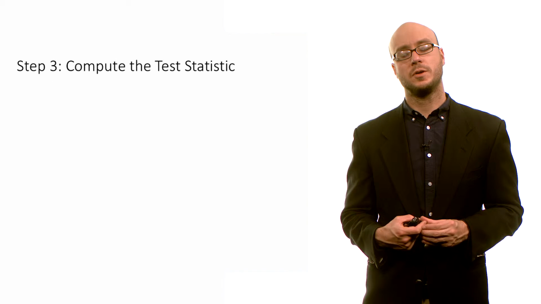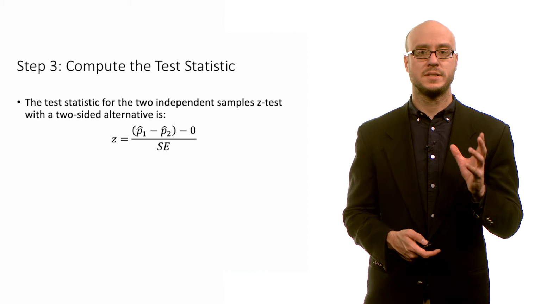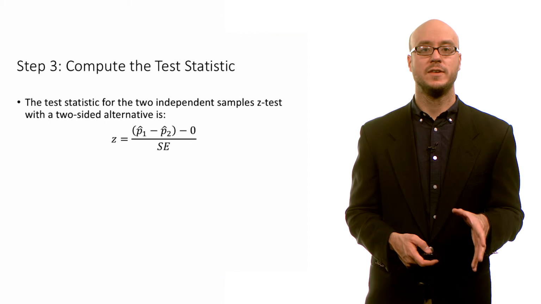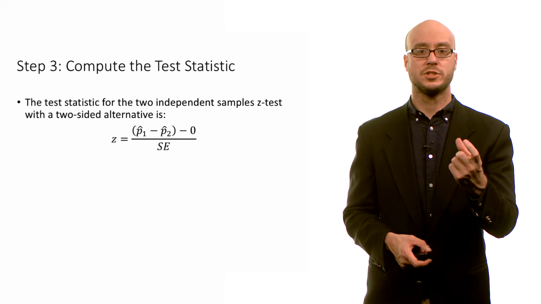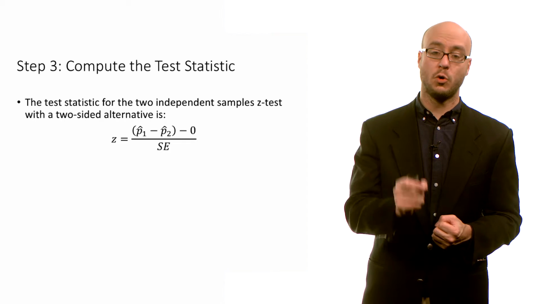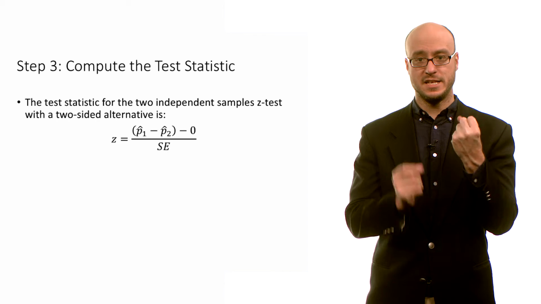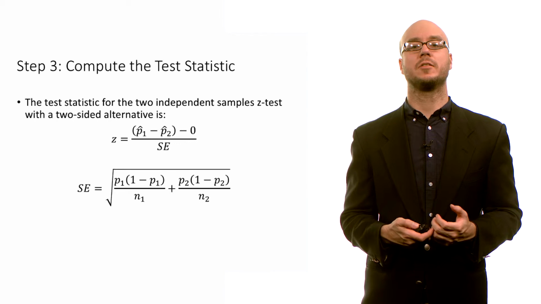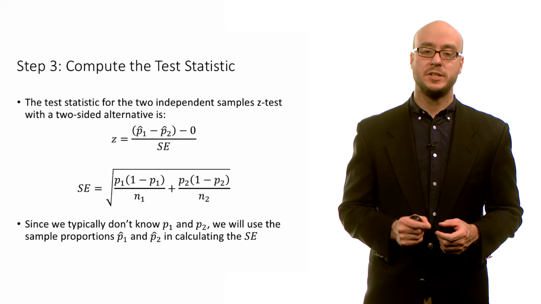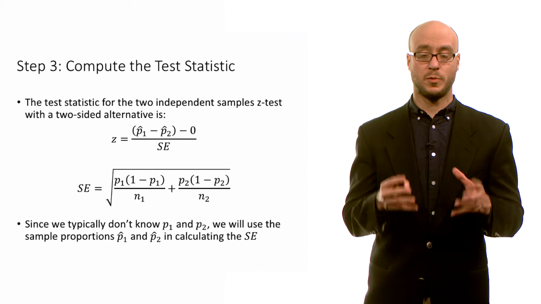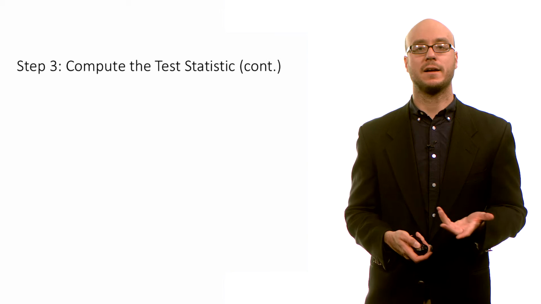For step 3, we're going to compute the test statistic. The test statistic for the 2 independent sample z-test with a 2-sided alternative is given as follows. You take your difference in sample proportions, you subtract 0 because the null is 0. We're trying to see how different our data is from our null, and then we divide by the standard error, where the standard error is calculated as before. Since we typically don't know P1 and P2, the proportions for each group in the population, we're going to use the sample proportions when we calculate the standard error.